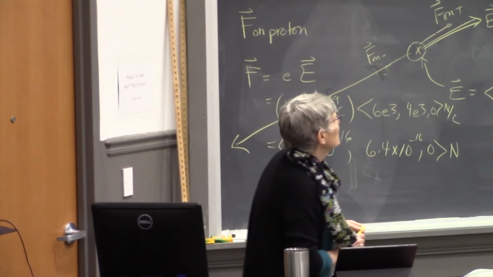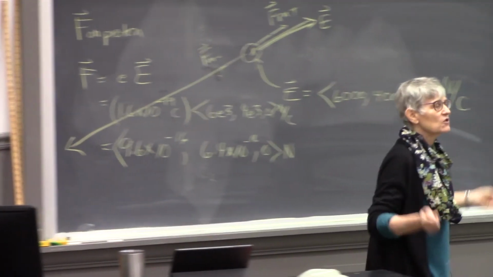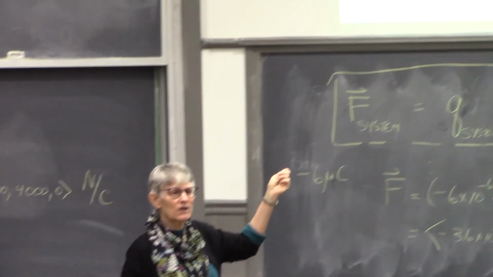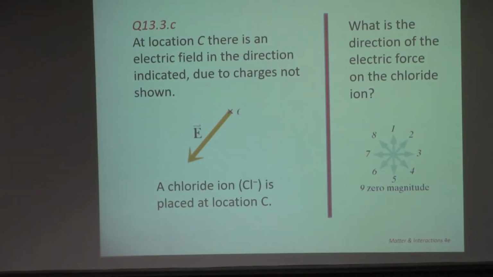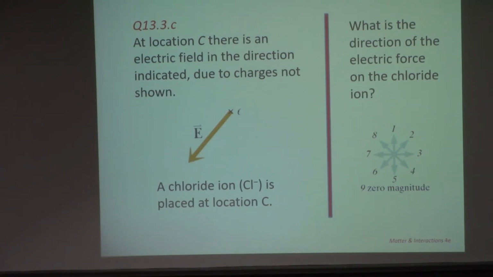At location C, this is a different location, we've made a measurement and we know that there's an electric field at that location in space, and there's an electric field everywhere else to that location. So the electric field is in the direction shown. We put a chloride ion at that observation location. What do we predict the direction of the force on the chloride ion by that electric field is going to be? Think for a minute. Talk to your neighbor.